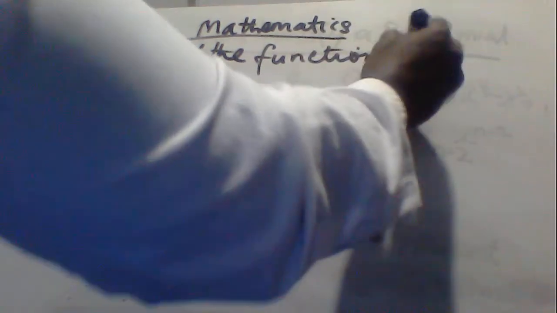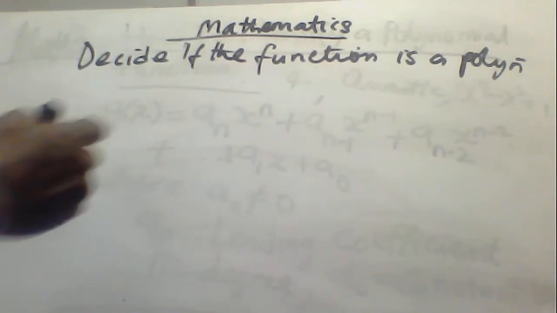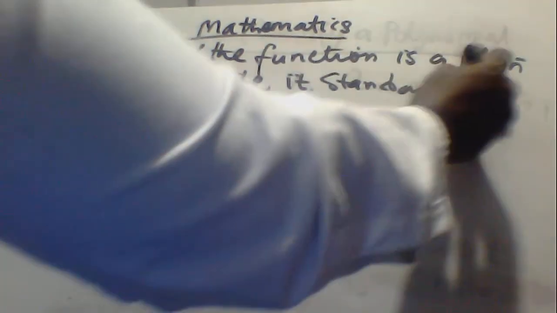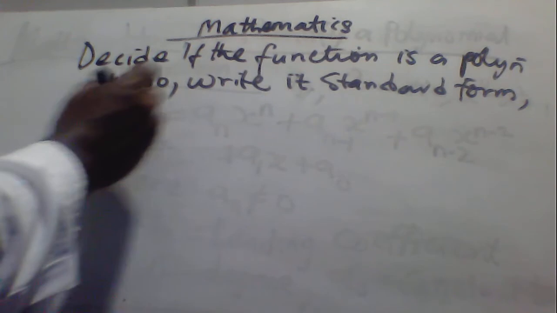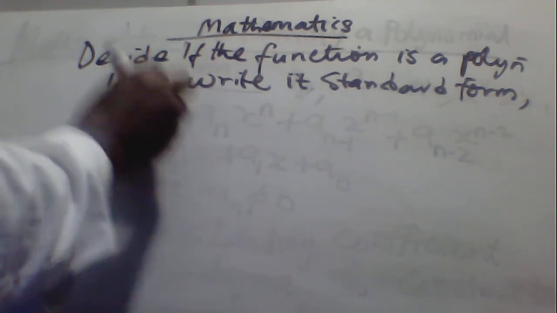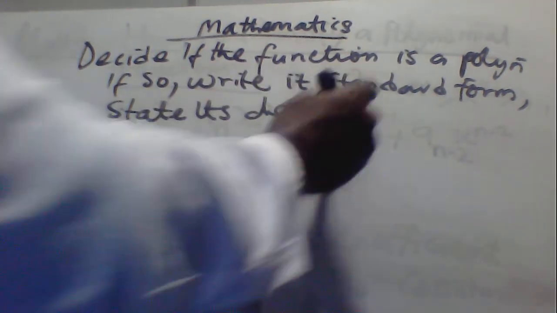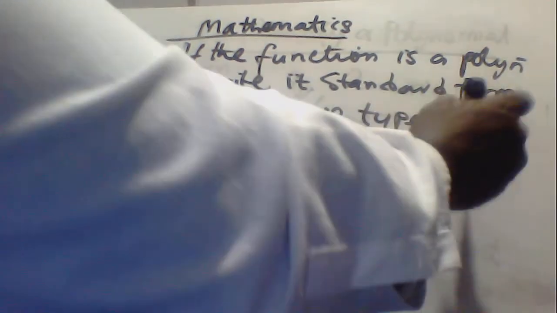Decide whether the function is a polynomial function. If so, write its standard form and state its degree, type, and leading coefficient. Decide if the function is a polynomial. If so, write it in standard form. State what? If you write it in standard form, you state what? Its degree. State its degree, type, and leading coefficients.